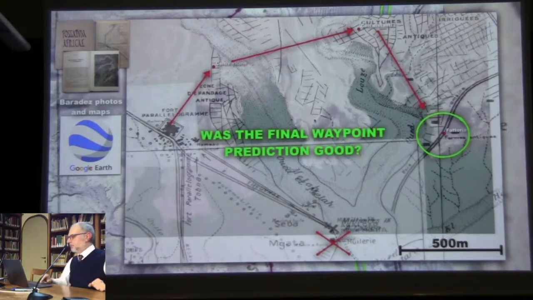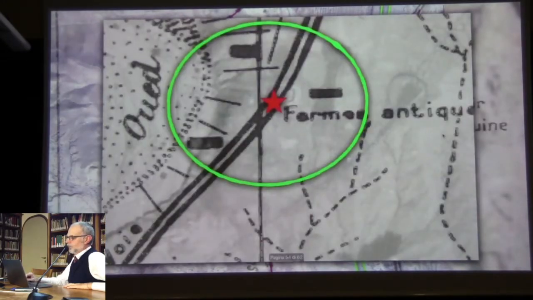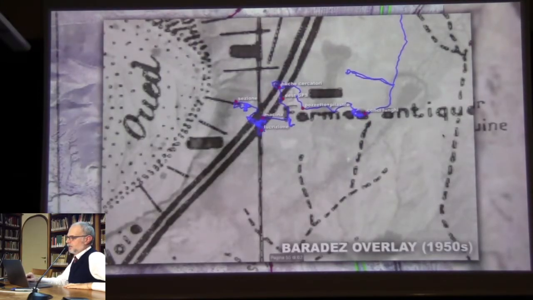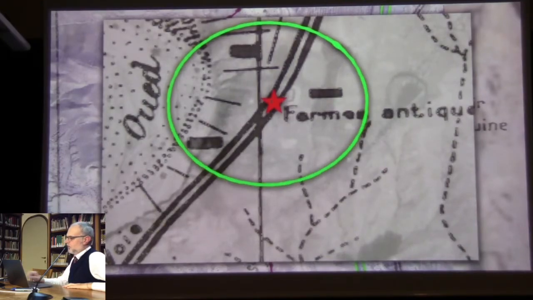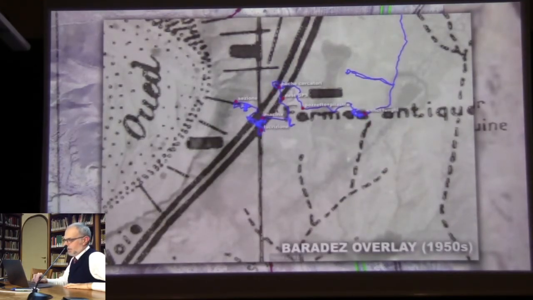Okay. Was the final waypoint prediction good? Because we went here. This was our final destination. As you see, I wanted to go exactly here, and in this area we found the millstone, the inscription, and an exposed section near the water. This was the final destination. We also found digs made by people looking for material.